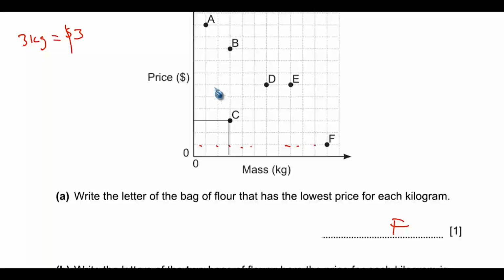So let's see point D. We count 1, 2, 3, 4, 5, 6. Let's join this one like this. You count 6, that's 6 kilograms. If you draw another one like this, 1, 2, 3, 4, 5, 6, that means I have 6 kilograms against $6. So you are going to have the same amount for the price of 1 kg for these 2 points.